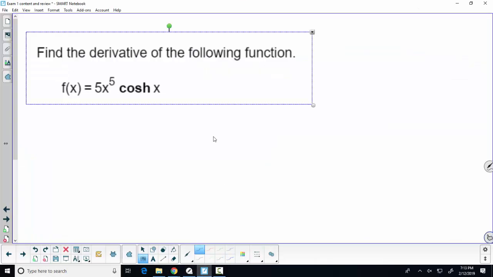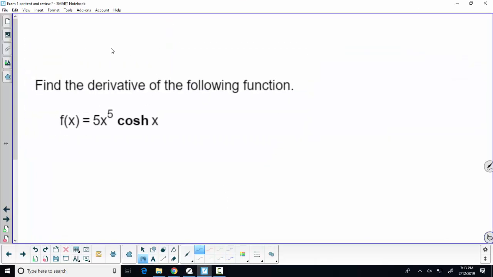Okay, specific question or just general? Okay, so 3, number 6.